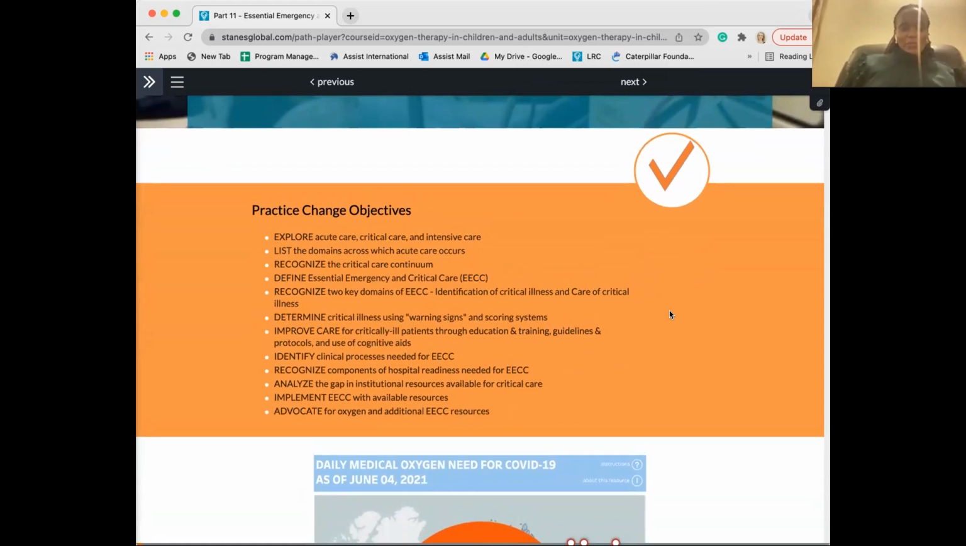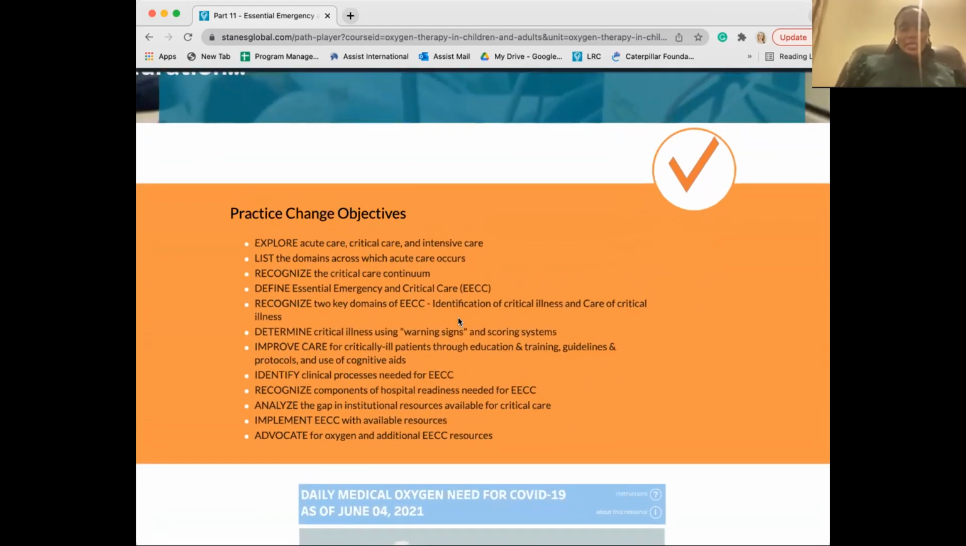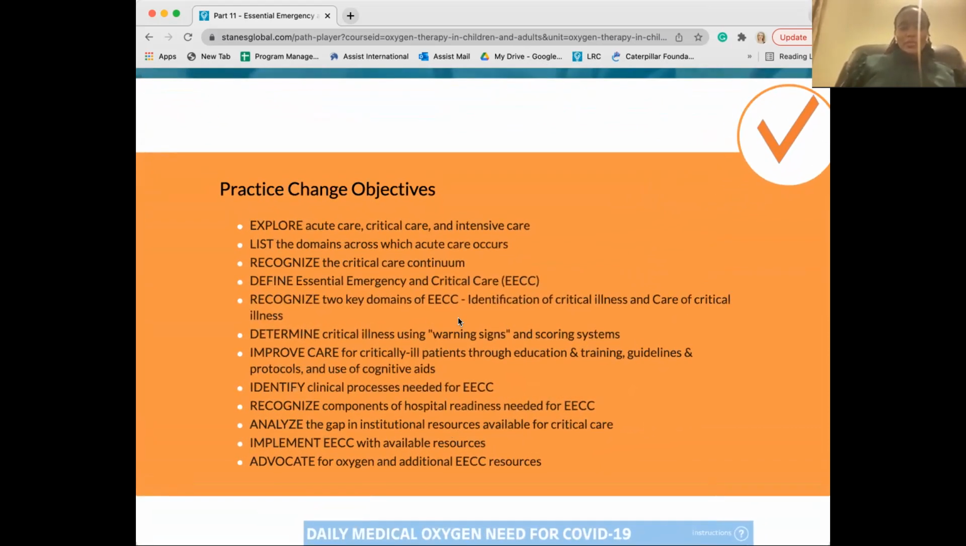At the end of the session, we'll explore acute care, critical care, and intensive care, list the domains across which acute care occurs, recognize the critical care continuum, define essential emergency and critical care, recognize two key domains of essential emergency and critical care, identification of critical illness and care of critical illness, determining critical illness using warning signs and scoring systems, improve care for critically ill patients through education and training, guidelines and protocols and use of cognitive aids, identify clinical processes needed for essential emergency and critical care, recognize components of hospital readiness needed for EECC, analyze the gap in institutional resources available for critical care, implement EECC and available resources, and of course, advocate for oxygen and additional resources.